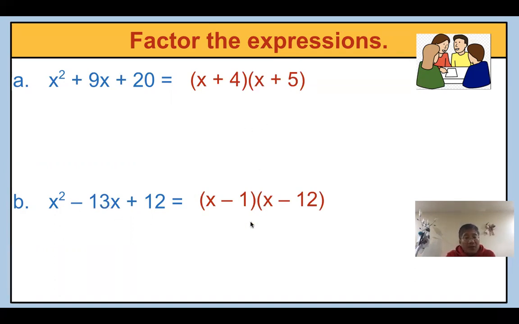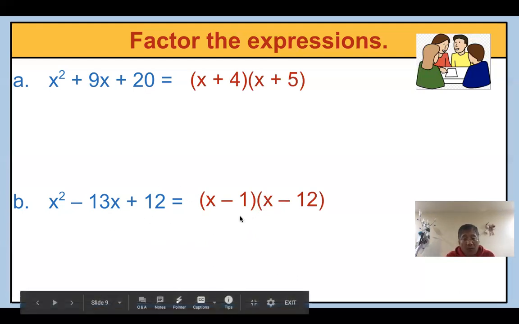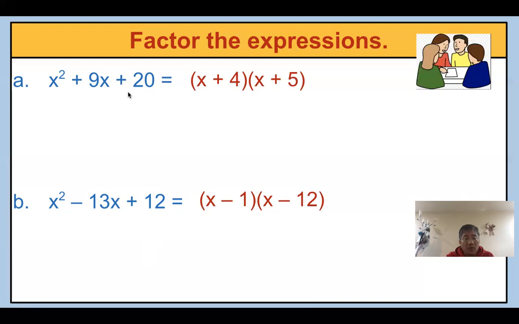But if you are not sure, what should you do? You should find the pair factors of 12: 1 and 12, 2 and 6, 3 and 4, right? And then you add them to get negative 13. For 20, it's 1 and 20, 2 and 10, 4 and 5.